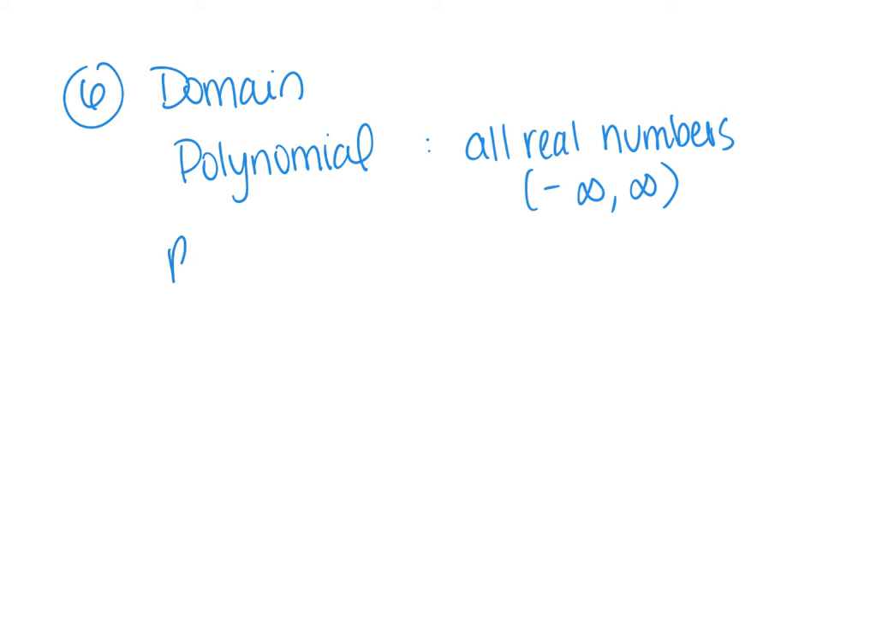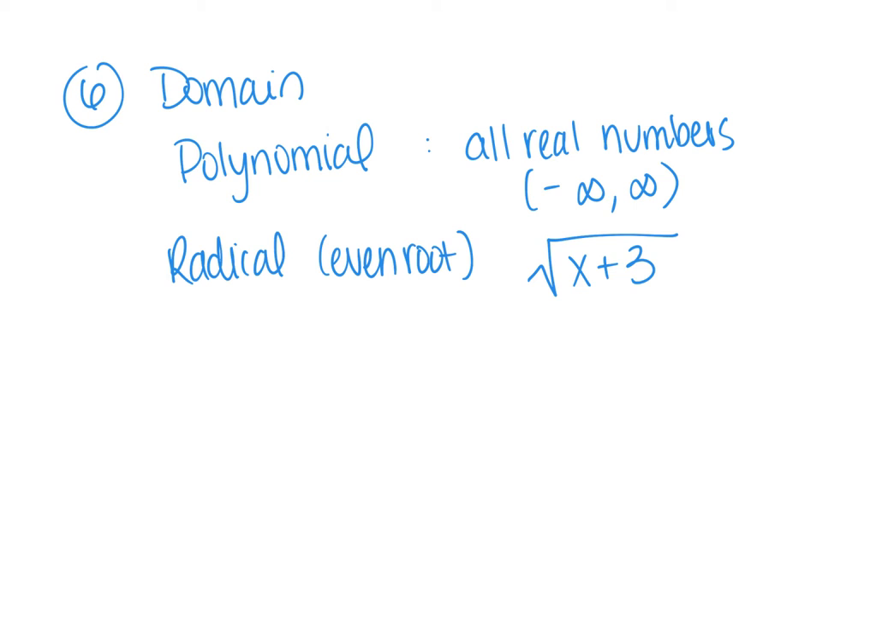But when you have a radical, when you have square roots, you cannot take the square root of a negative number. So if you have an even root, so a square root or a fourth root or a sixth root, you take whatever is under the radical. So let's say it's x plus 3. You take that argument under the radical, it's called the radicand, and you set it greater than or equal to 0 because you need whatever is under that square root to be nonnegative.